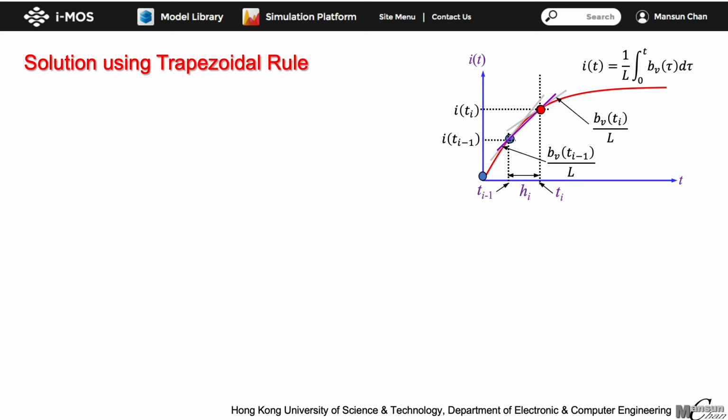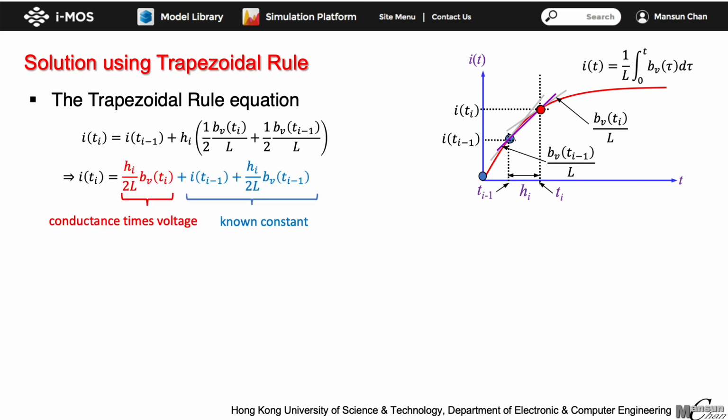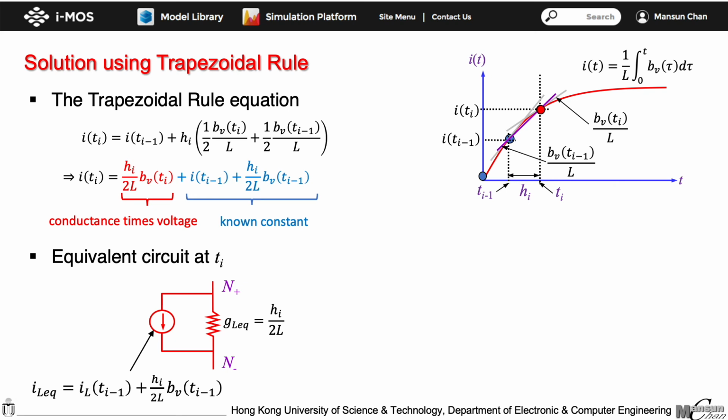We can also use the trapezoidal rule method to perform the integration, and the equation is given here. After rearranging the terms, we can again come up with a conductance times the current iterative branch voltage plus a constant term. Based on the equation, we can construct an equivalent circuit at time ti as shown here, and the matrix entry at ti is given here.